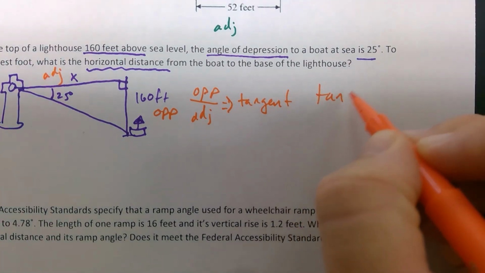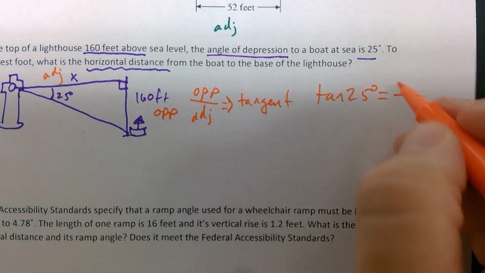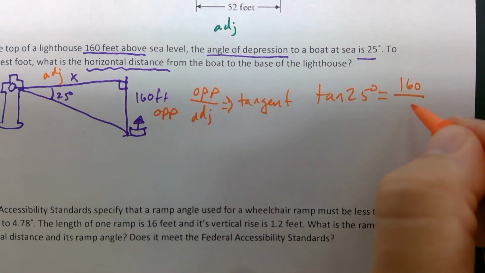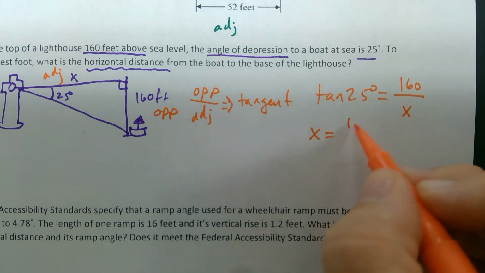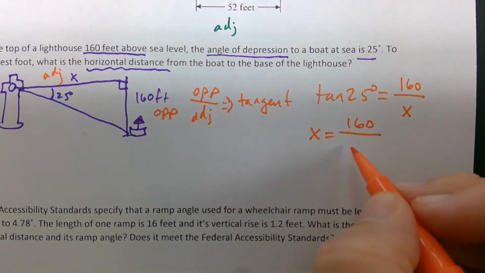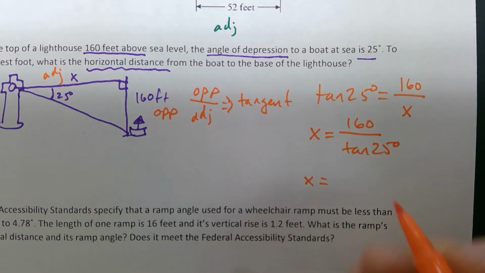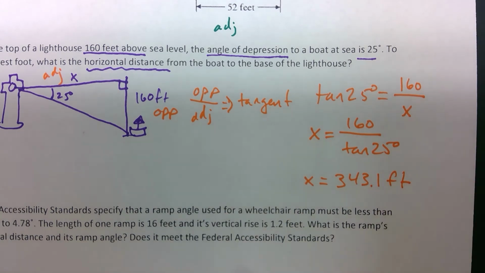So we can do tangent 25 degrees equals my opposite side, which is 160. My horizontal distance is my adjacent side, which is x. Flip my denominator and right side. So the x is going to be about 343.1 feet.